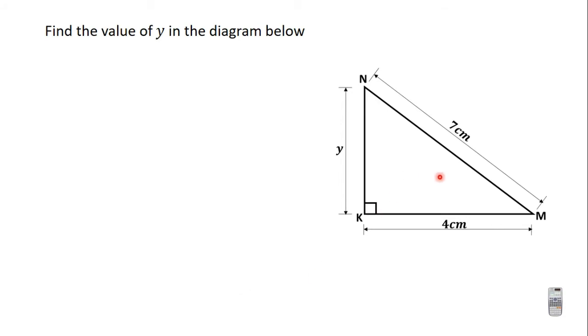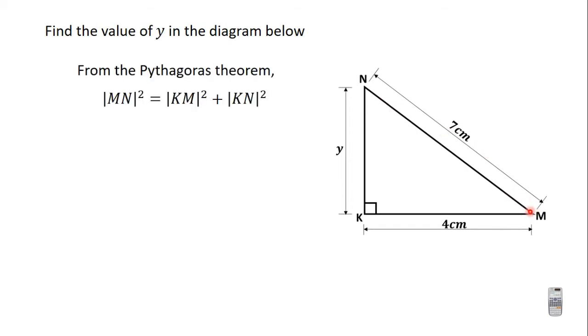This is a right-angled triangle. So applying the Pythagoras theorem, we know that the length of the hypotenuse is MN. So MN squared is equal to KM squared plus KN squared. The square of the hypotenuse is equal to the sum of the squares of the other two sides. Remember that the hypotenuse is always the side facing the right angle. So here's the right angle. The side facing it is MN. So you square that side, and it is equal to the sum of the squares of the other sides, so KM squared plus KN squared.